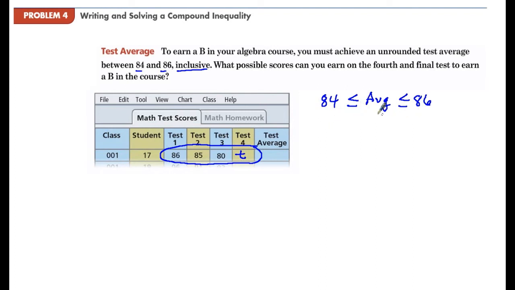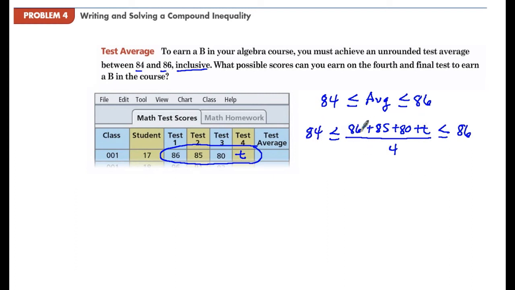Well, to find the average, all we have to do is add all of these four test scores and divide it by 4. So we're going to take 86, 85, and 80 plus the T for the score we're going to try to find and divide that by 4, and we have our average. And that has to fall between 86 and 84. Okay, so now we're going to solve for this.